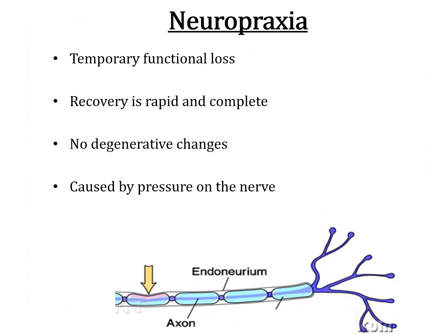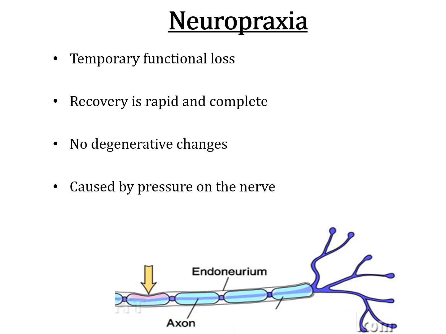We are going to see each and every grade, from the first degree to the fifth degree, in detail. Now let's see neuropraxia. As I told, in neuropraxia there will be very little disruption or disturbance to the axon.